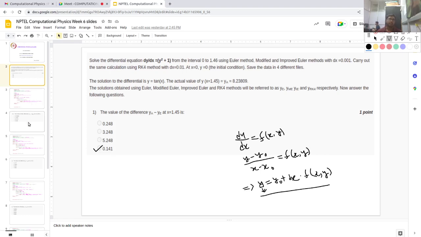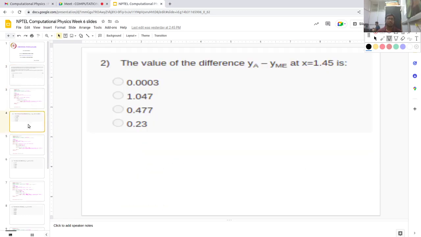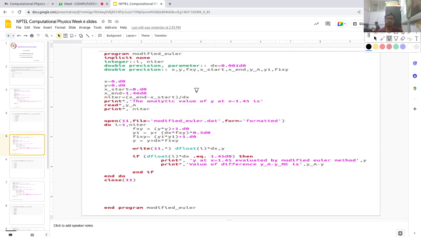So if we move on to the next question, that is the program for the first question. Now you have to calculate the same thing using the modified Euler method. In the modified Euler method, what we basically modify is the slope which we are going to take for calculating the value of y at a particular value of x. So instead of taking the initial slope, we are going to take another slope which will be much better than the slope we are using in the Euler method. So how do we do that? Let's move on to this programming.